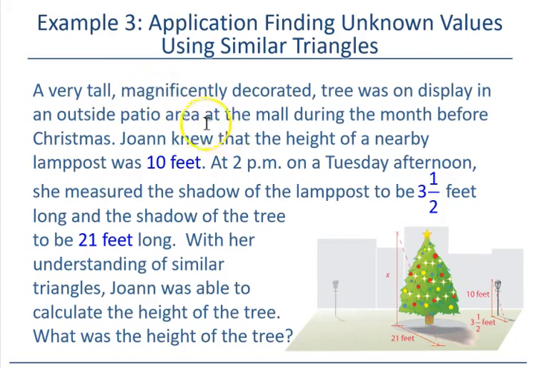A very tall, magnificently decorated tree was on display on an outside patio area at the mall during the month before Christmas. Joanna knew that the height of the nearby lamppost was 10 feet. At 2 p.m. on Tuesday afternoon, she measured the shadow of the lamppost to be 3.5 feet long and the shadow of the tree to be 21 feet long. With her understanding of similar triangles, Joanna was able to calculate the height of the tree. What was the height of the tree?